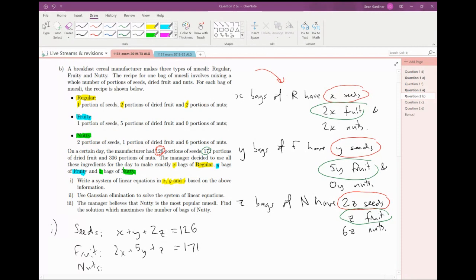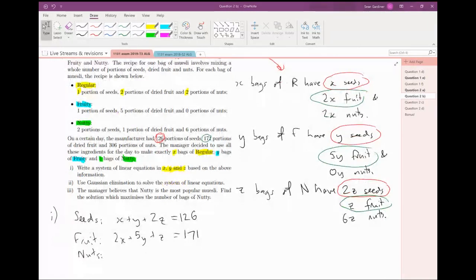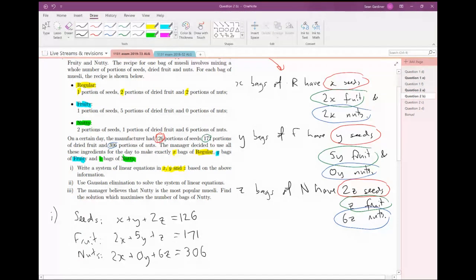And what about for the nuts? Yeah, thanks, Jen. So again, I'm just reading off these last facts. The total amount of nuts is going to be 2x plus 0y plus 6z, and it needs to equal 306. 2x, 0y, and 6z. Okay, so that is our system of linear equations. And that's all we needed to do for this first part.